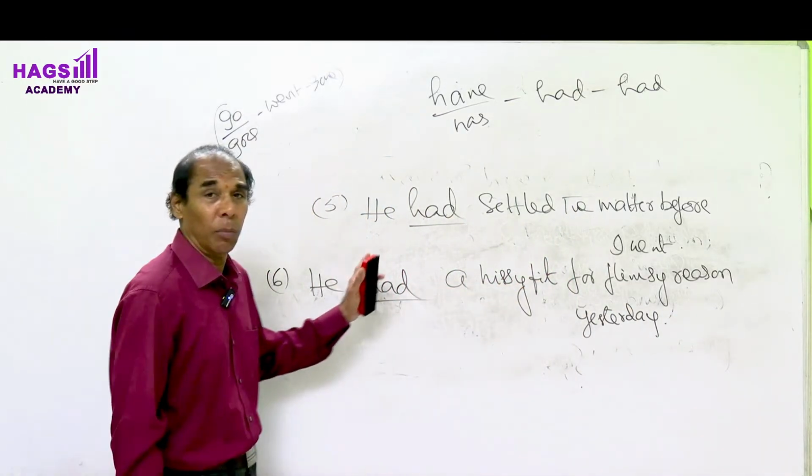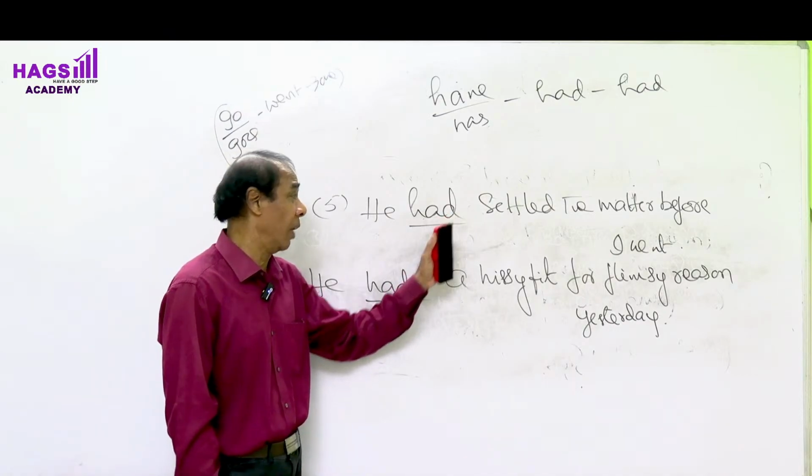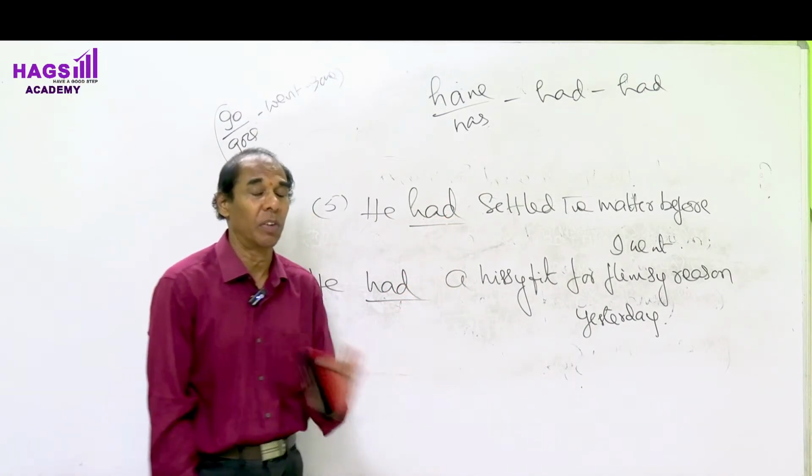First, look at the board. Where had is acting as main verb, where had is acting as special verb, first you observe.